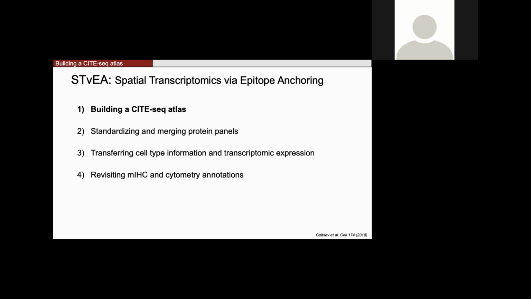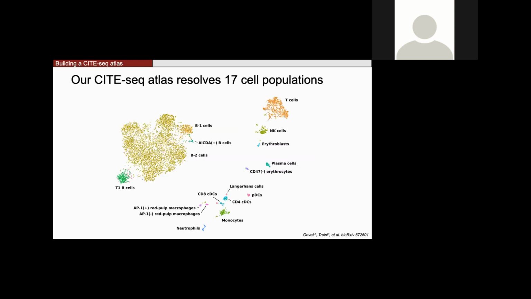So we decided to demonstrate our method using the CODEX data set from the original CODEX paper from 2018. That data set used an antibody panel of 30 markers to profile mouse spleens. So we built a matching CITE-seq atlas using the same 30 antibody panel to profile matching mouse spleens. This is a visual representation of that atlas.